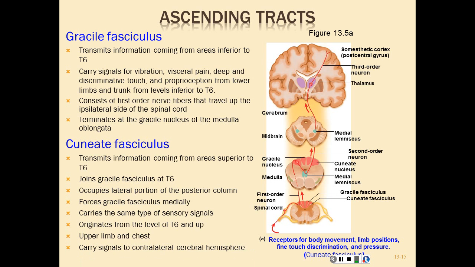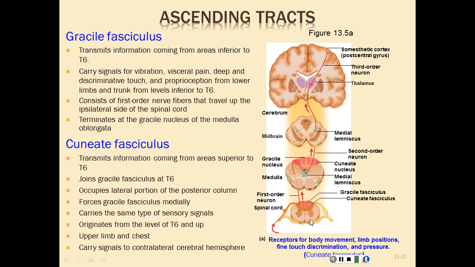Our second one is our cuneate fasciculus, and that joins the gracile fasciculus at T6. Remember, at T6, and it occupies the lateral portion of the posterior column. So here's the lateral side, and that's the medial side. Don't forget, this is the entire posterior column. We have our lateral column and we have an anterior column. But just looking at the posterior column, we have a medial, which means close to the middle, and we have a lateral. So the cuneate fasciculus deals with the lateral aspect of the posterior column, and the gracile deals with the medial aspect.